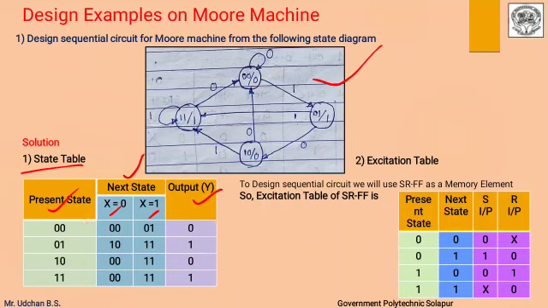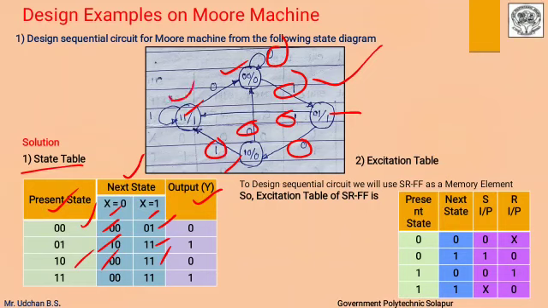After that see the effect of input values on the present state. So we will start with 00. Present state is 00. When input is 0, it remains in that state. Therefore 00 is written over here. When input is 1, it goes to 01. Similarly 01 state, when input is 0, goes to 10. When input is 1, it goes to state 11. Similarly this 10 state, when input is 0, goes to 00. When input is 1, goes to 11.